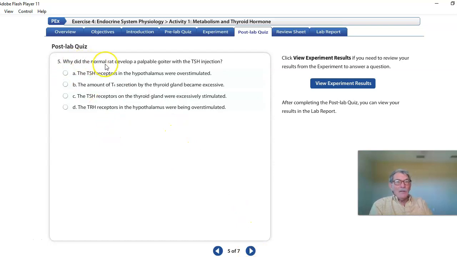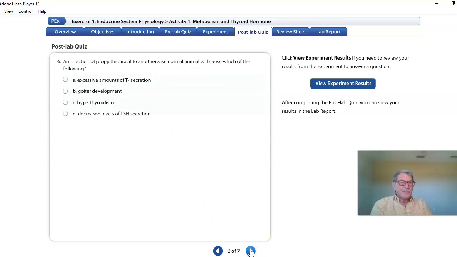Why did the normal rat develop a palpable goiter with the TSH? Because you overstimulated the TSH receptors, not on the hypothalamus, but TSH receptors on the thyroid gland. See, I almost got that wrong by going too fast. An injection of the thyroid hormone blocker to an otherwise normal animal will cause goiter development. If your T4 drops down too much, you make more TSH to try to compensate, so you get a goiter.